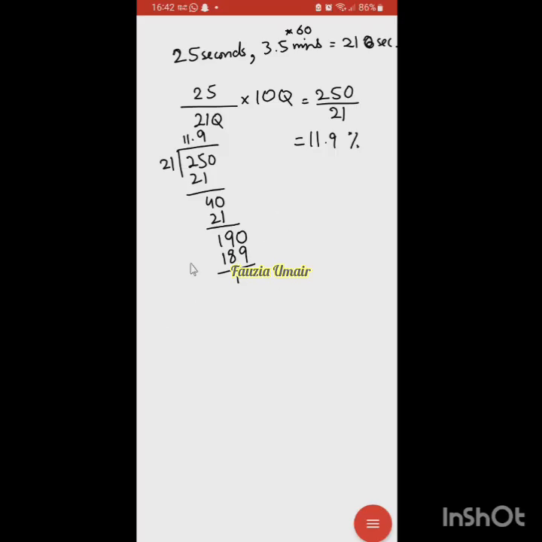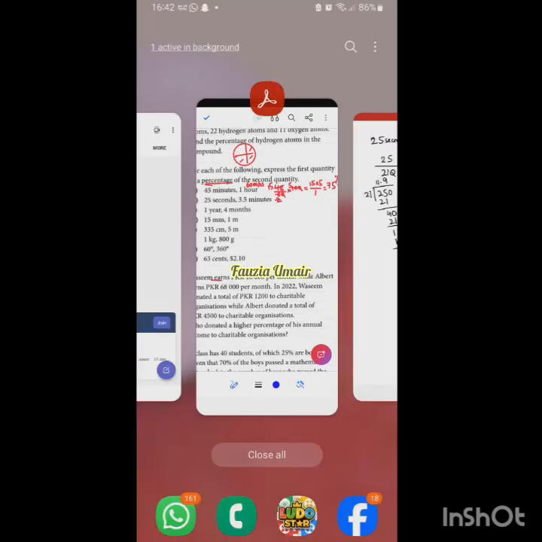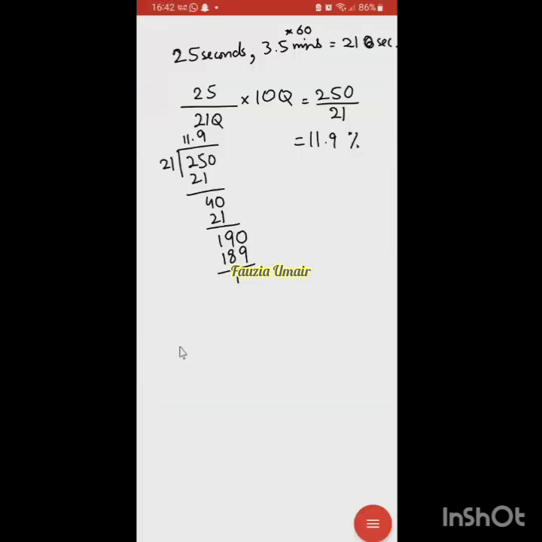All right, moving on to the C part. C part is 1 year, 4 months. This was the B part of question number 12. This C part is 1 year to 4 months.